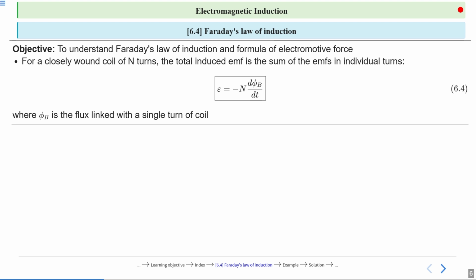There are two examples after this theory section. One example is done by multiplying n in the final formula of EMF, and one example is done by multiplying n in the flux equation, and then finding the EMF without multiplying by n. Both methods are given in the examples we are going to do. It will be clear then. So mark it as equation 6.4.